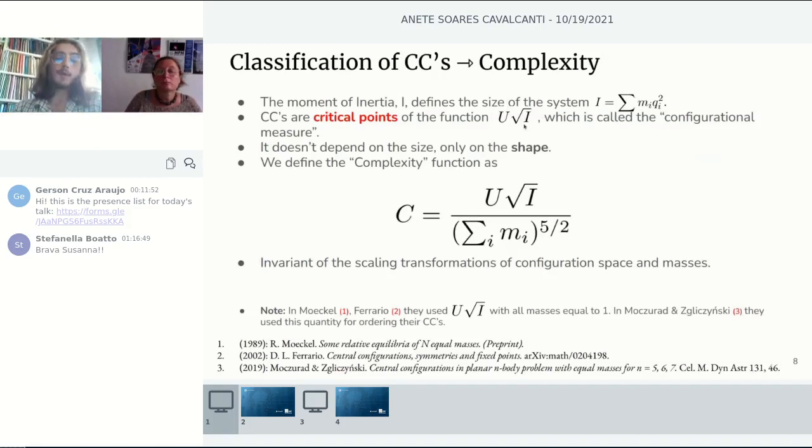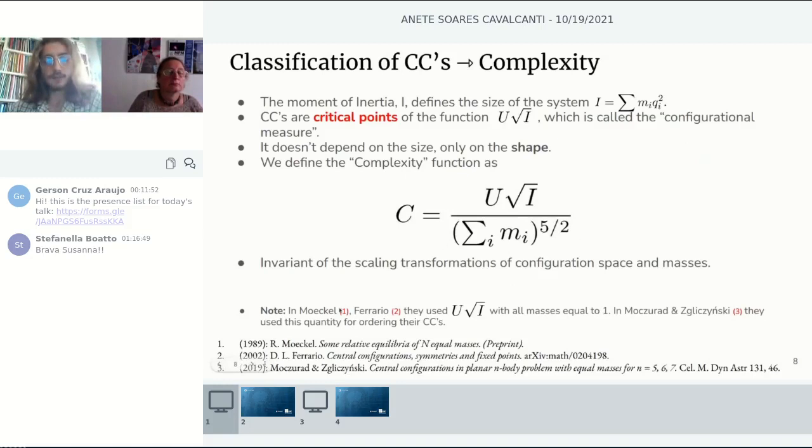One of the main properties of this quantity is that it's a homogeneous function of degree zero, so it's invariant under scaling, and it only depends on the shape. Here, what we do is basically the configurational measure, but with a renormalization factor.